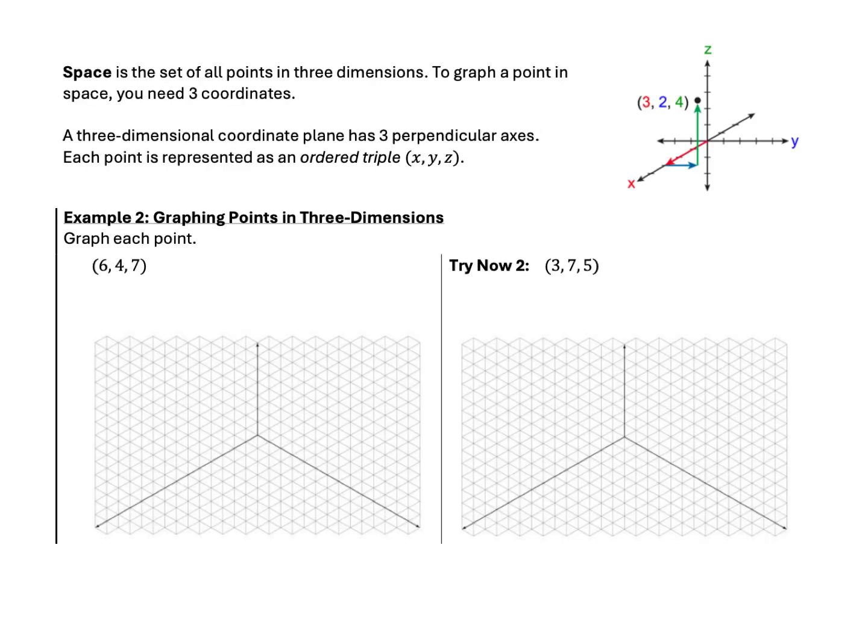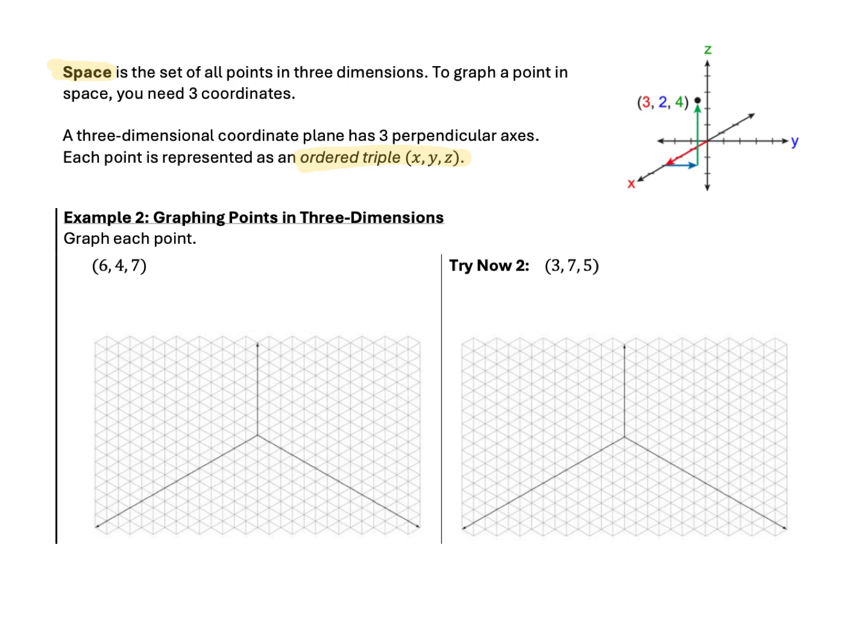Next, we're moving on to the second essential question, which is how to graph points and figures in a three-dimensional coordinate plane. Space is the set of all points in 3 dimensions. To graph a point in space, you need 3 coordinates. A three-dimensional coordinate plane can be formed using 3 perpendicular axes. Each point is represented as an ordered triple x, y, z.